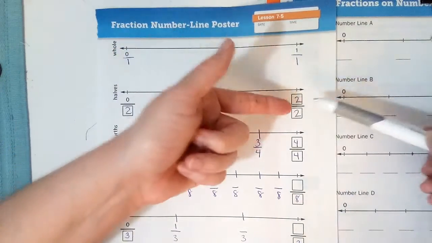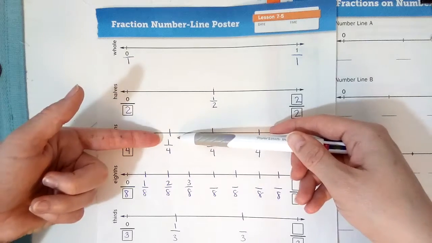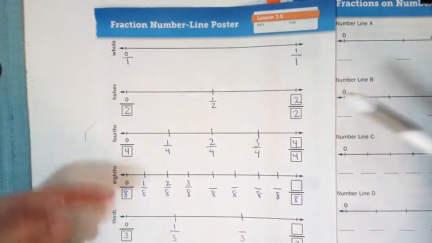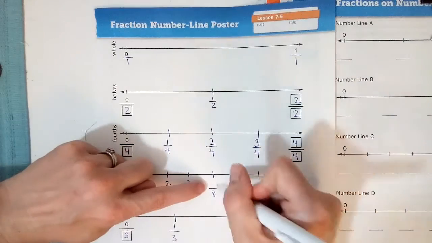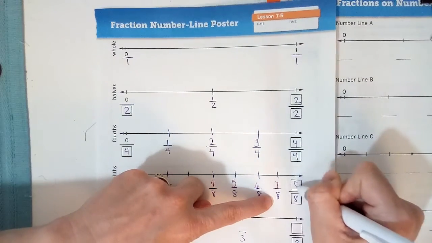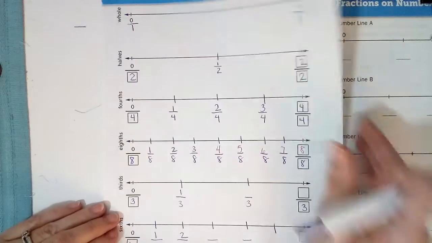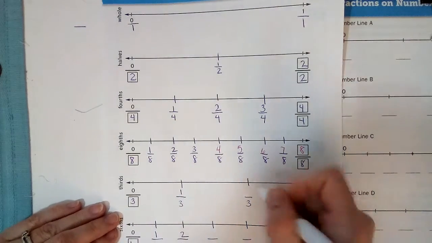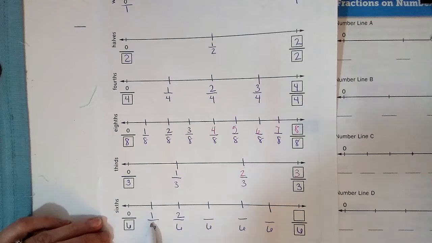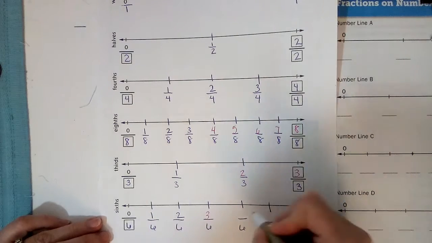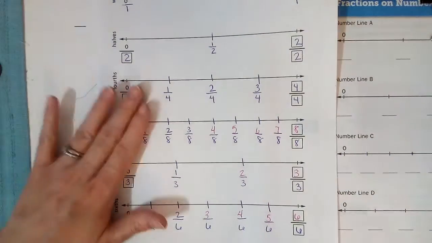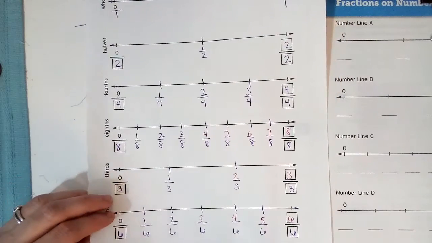0 halves, 1 half, 2 halves. 0 quarters, 1 quarter or 1/4, 2/4, 3/4, 4/4. Now we're eighths. 0/8, 1/8, 2/8, 3/8, 4/8, 5/8, 6/8, 7/8, and 8/8. For thirds, 0/3, 1/3, 2/3, and 3/3. And finally the sixths. 0/6, 1/6, 2/6, 3/6, 4/6, 5/6, and 6/6. So double check those against yours, and we'll see how this can help us on our page 232.